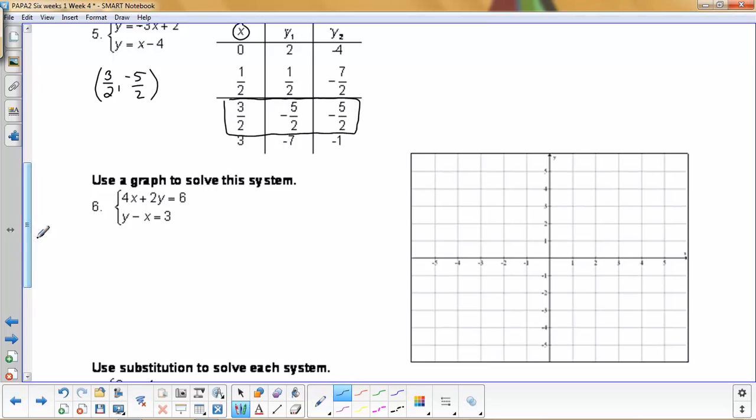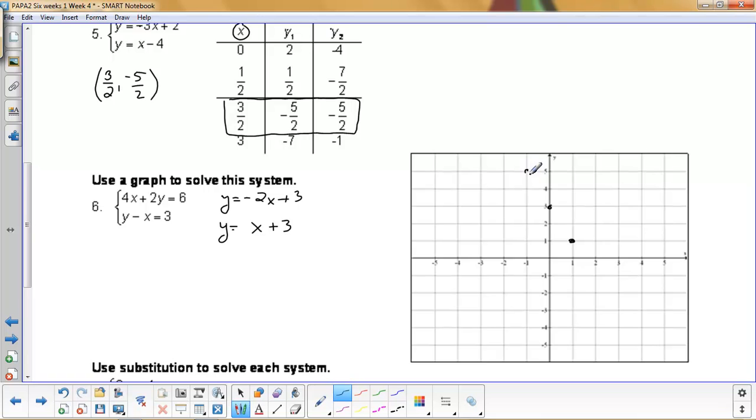Alright, following this, we're going to graph, and by graphing you want to solve both of these for y. In solving the first equation for y, you're going to subtract 4x and divide the resulting equation by 2, and you get y equals -2x plus 3. Add x to the other side, and for the second equation you get y equals x plus 3. Your y-intercept for the first line is 3. Your slope is -2, so I'll be going down 2 over 1.